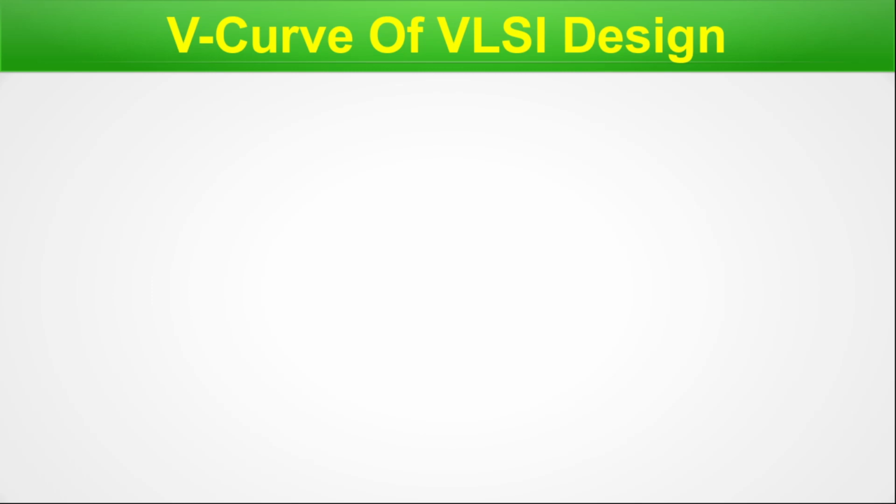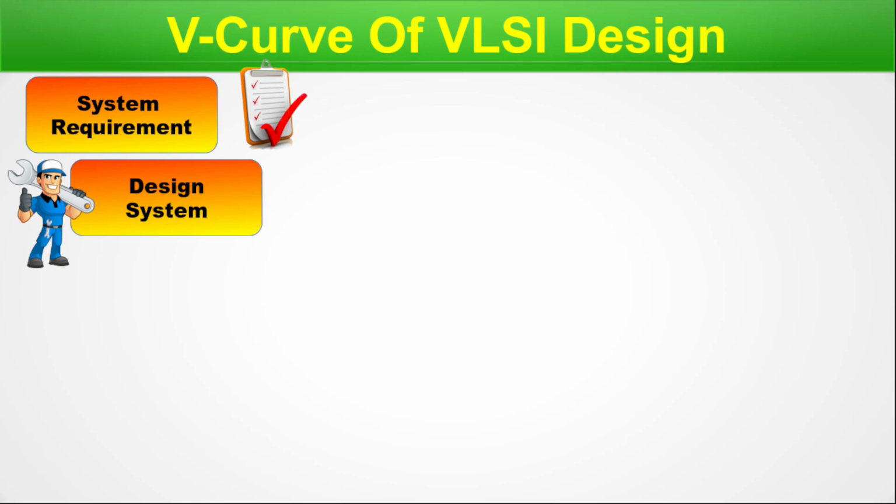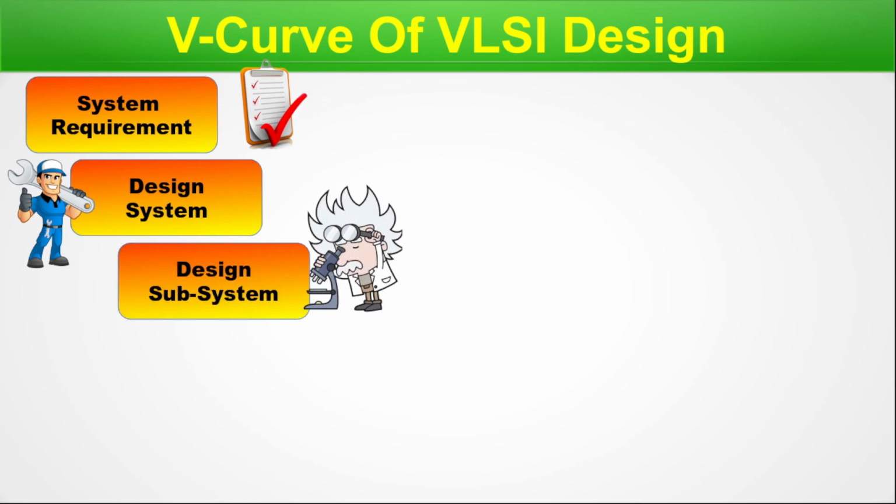So let us start with the first step. First, we list out the system requirement. That means whatever chip we are designing, what are the requirements, what should be their input, output, and whatever like the truth table and all. Next, we design the system. At this stage, our design begins. Now, if we dive further down, we see the design subsystem. That means our entire system, a chip, is further divided into smaller blocks of individual design, which are very much independent in performance and functionality.